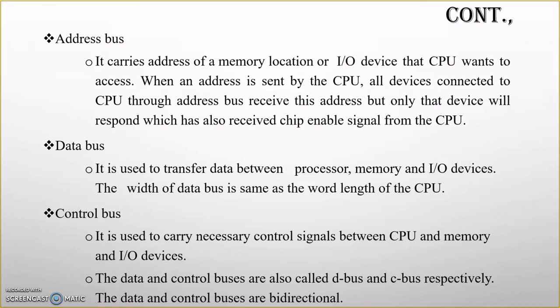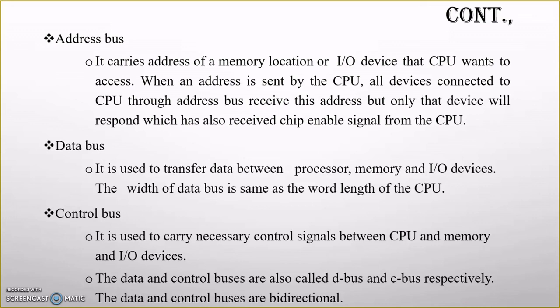When an address is sent by the CPU, all devices connected to the CPU through the address bus receive this address, but only that device will respond which has also received a chip enable signal from the central processing unit. The next one is data bus. It is used to transfer data between microprocessor, memory and input-output devices. The width of the data bus is the same as the width of the central processing unit. Third bus is control bus. It is used to carry necessary control signals between CPU and memory and input-output devices.